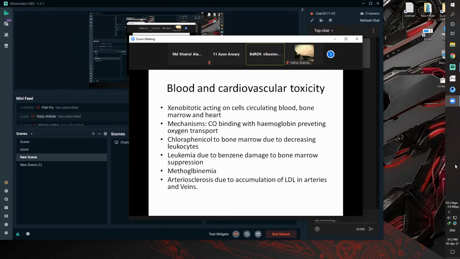So the blood toxicity symptoms are like this: the patient will not be able to breathe, leukocytes will decrease in the bone marrow, and leukemia will happen if benzene is the toxin. Benzene, carbon monoxide, chloramphenicol, and methemoglobin are all toxic for blood. LDL will accumulate in the heart, veins, and blood vessels, and then you can have a heart attack. The blood vessels will shrink, causing high blood pressure.